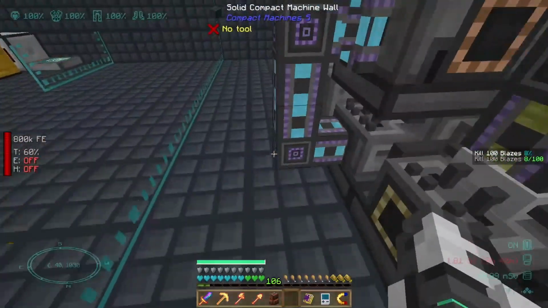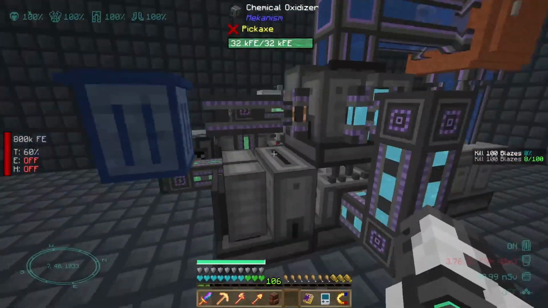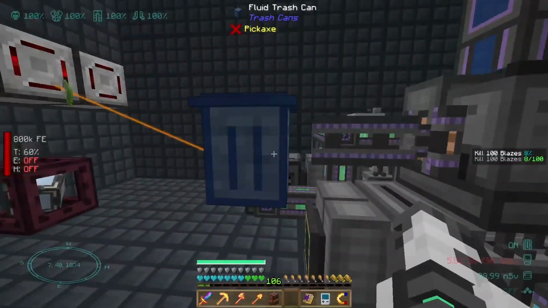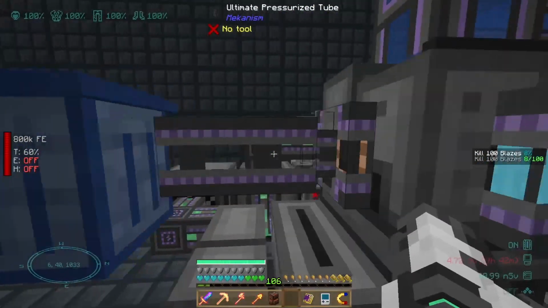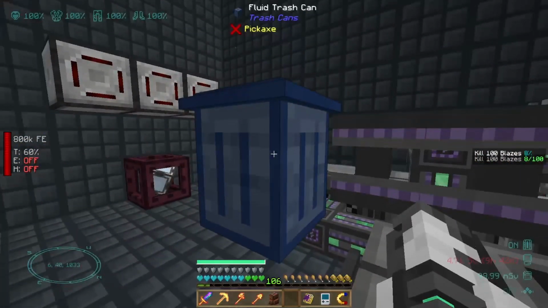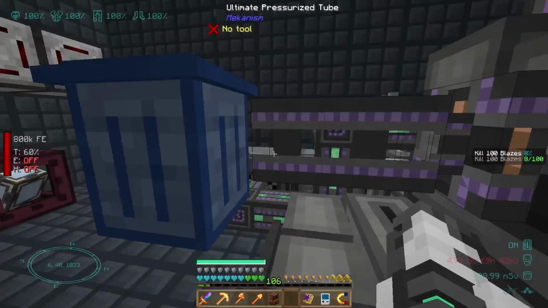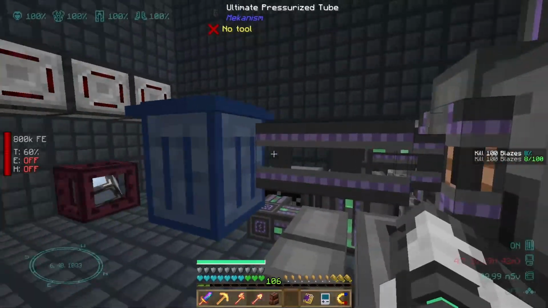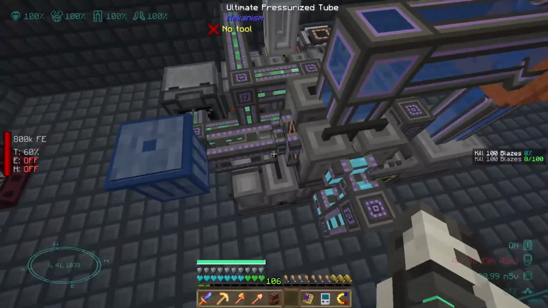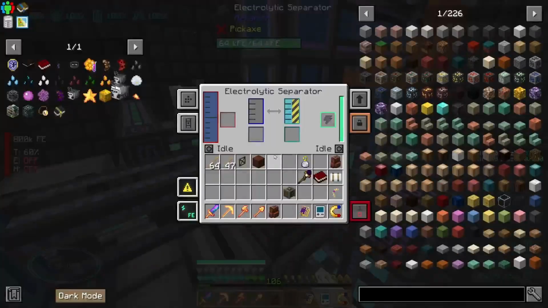So let's go ahead and start from the beginning on how this works. This fluid trash can is tied into the electrolytic separator up here because, for some reason, and I can't explain why, the machine wasn't automatically outputting and it wasn't dumping for me. So this is really a band-aid for the situation that I was in. You might be able to get this to export the excess here, because this needs to go away in order for this oxygen to keep producing.